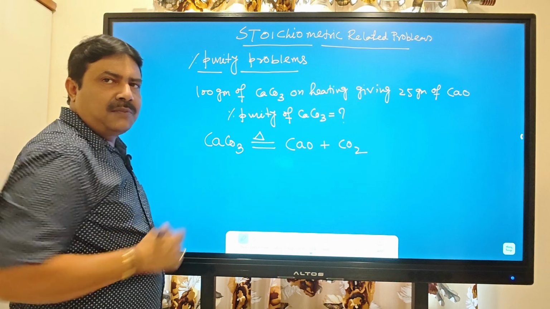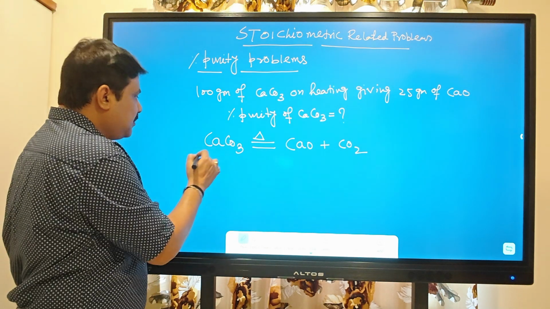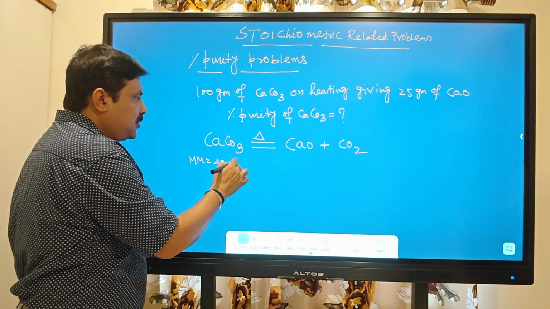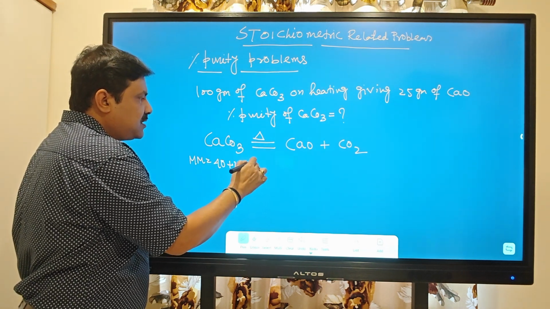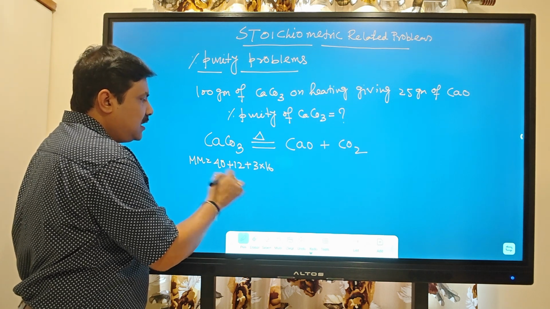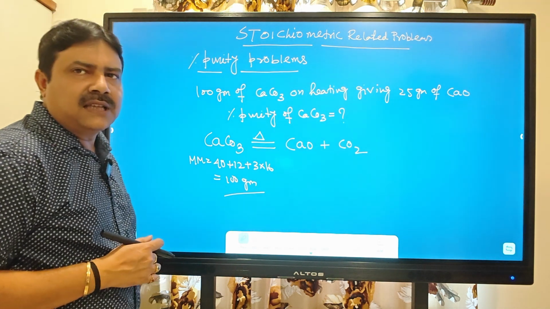With 1 mole, the molar mass of calcium carbonate is 100. Calcium is 40. If you calculate the molar mass of calcium carbonate, calcium is 40, carbon is 12, each oxygen atom is 16, 3 into 16, which gives rise to 100. Yes or no? So that is 100 gram molar mass of calcium carbonate.